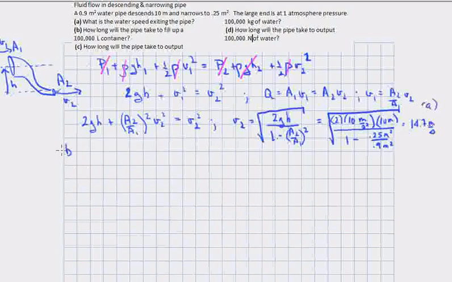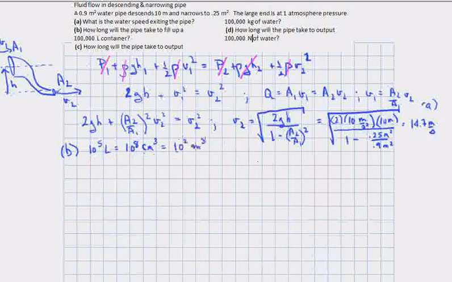Okay. Part B. How long will the pipe take to fill up a 100,000 liter container? Well, okay, 100,000 liters, 10 to the 5th liters. 1 liter is 1,000 cubic centimeters, so that's equal to 10 to the 8th cubic centimeters. There are 1,000,000 cubic centimeters in a cubic meter, and so if I multiply by 1 cubic meter divided by 10 to the 6th cubic centimeters, this converts to 100 cubic meters.